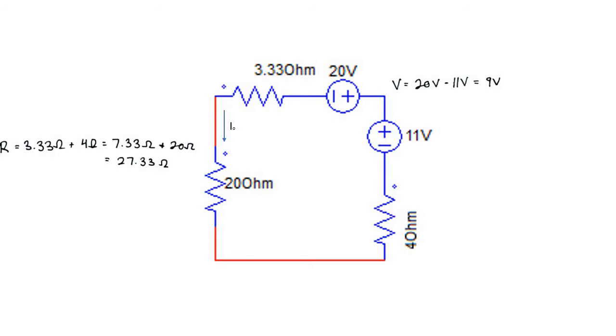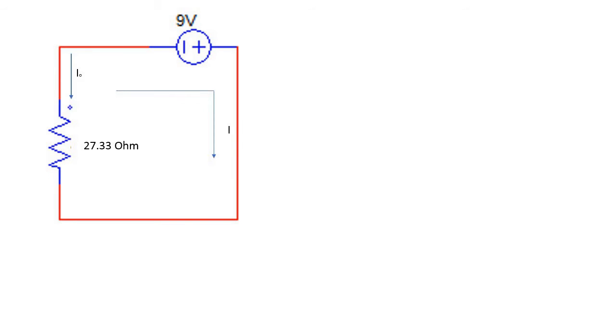And after we're done doing that, the circuit will look like this. Since this question is about source transformation, we must transform the complicated circuit that we got before into a one loop circuit like this, which contains a voltage source and a resistor. So to get I naught, we must know the I, the current.